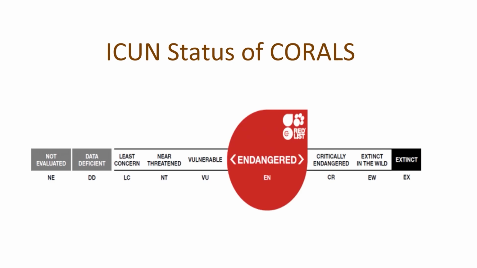IUCN status of corals. IUCN means International Union for Conservation of Nature. IUCN aims at encouraging conservation over the globe. IUCN developed a red list which lists the status of organisms in their present state. The corals are listed under endangered status in the red list, which means their livelihood is threatened and they might become extinct in the near future. So it becomes a primary duty for everyone to conserve nature.